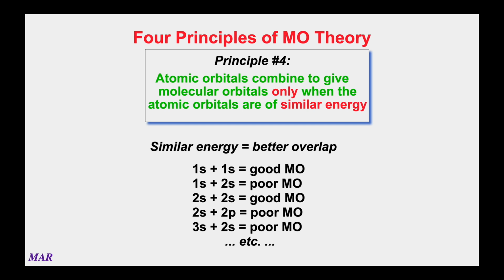So what that means is that 1s plus 1s is going to be a good molecular orbital combination because the 1s's are very similar in energy. But 1s and 2s won't give a very good molecular orbital. There's quite a bit of energy difference between them. So 2s plus 2s is good, just like 2p plus 2p would be good, but 2s plus 2p wouldn't be very good. 3s plus 2s wouldn't be very good.